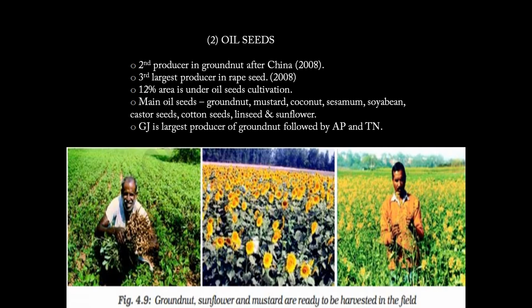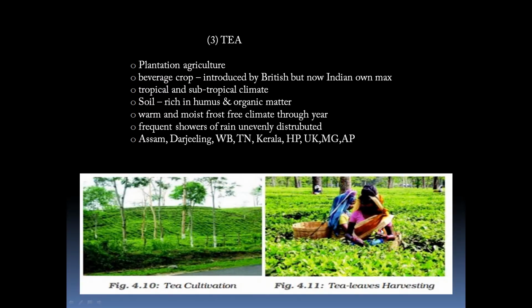Gujarat is the largest producer of groundnut, followed by Andhra Pradesh and Tamil Nadu. Okay, so here you can see some pictures. This is groundnut, this is sunflower, and this is mustard. Next, tea.